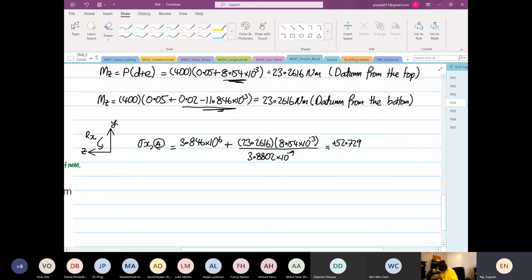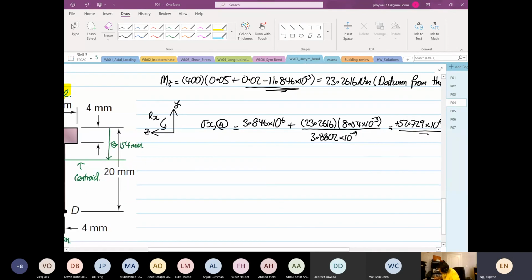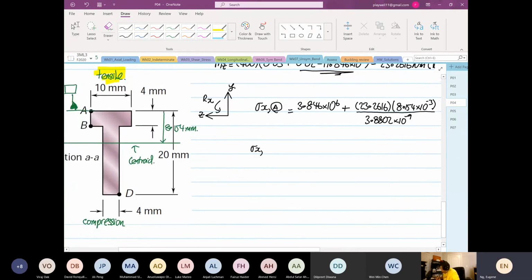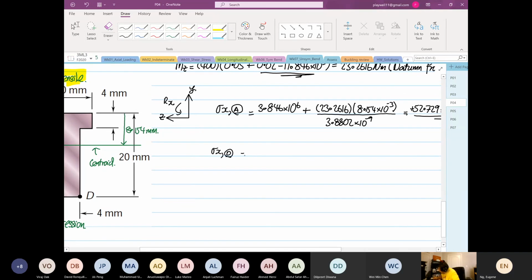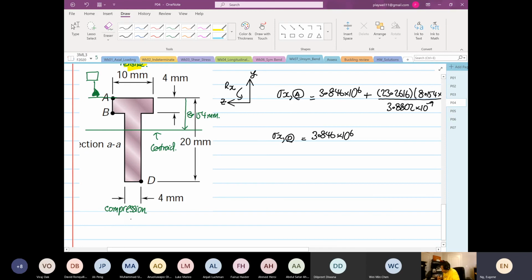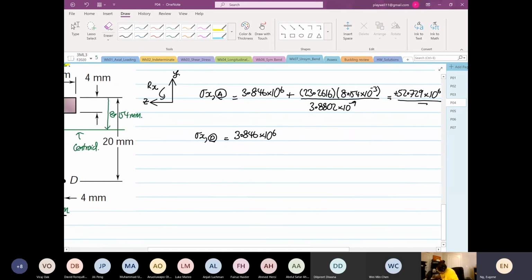Okay, 52.729 times 10 to the power 6 Pascal. Okay, and then stress X. From the question, we want to calculate stress X at point D. So this is equal to 3.846 times 10 to the power 6. Okay, and then because it is under the bending, it will induce a compression. So minus 23.2616 multiplied by 20 times 10 to the power minus 3 minus 8.154 times 10 to the power minus 3. Okay, then we divide by 3.8802 times 10 to the power minus 9.